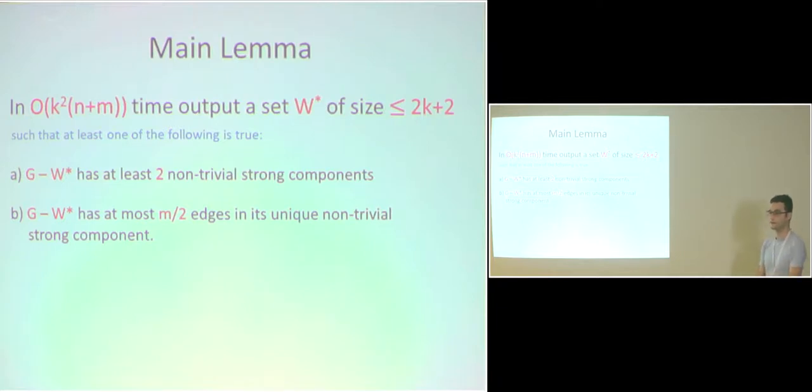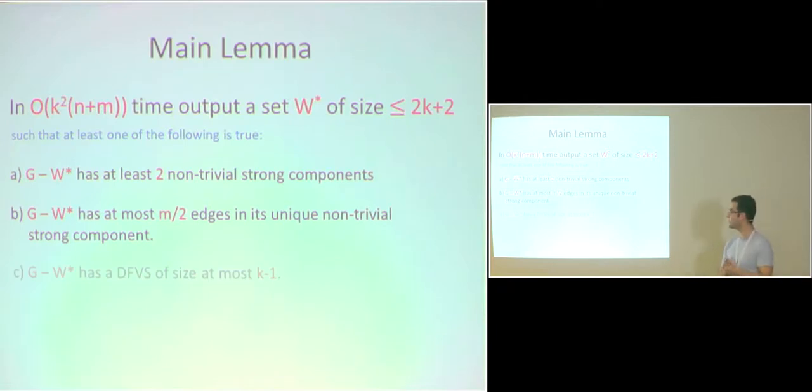Yes? Could you repeat what is a strong component? A strong component is, okay. Two vertices are in the same strong component if one can reach the other and the second one can reach the first one. If everyone can reach everyone inside the strong component. Yes? It's a strongly connected component. How is it different from just connected? I mean, we are in directed graphs, so yeah. Okay.